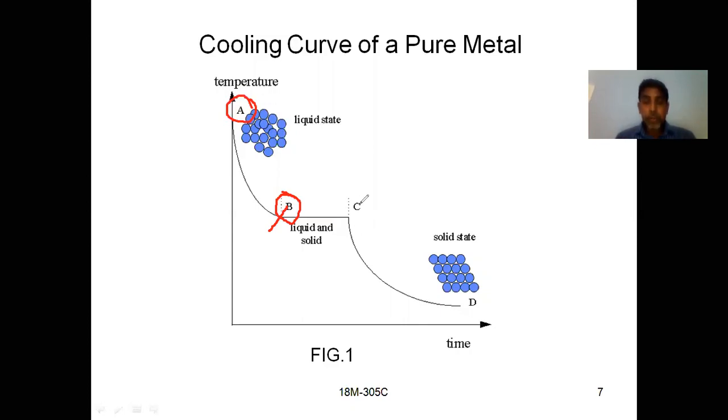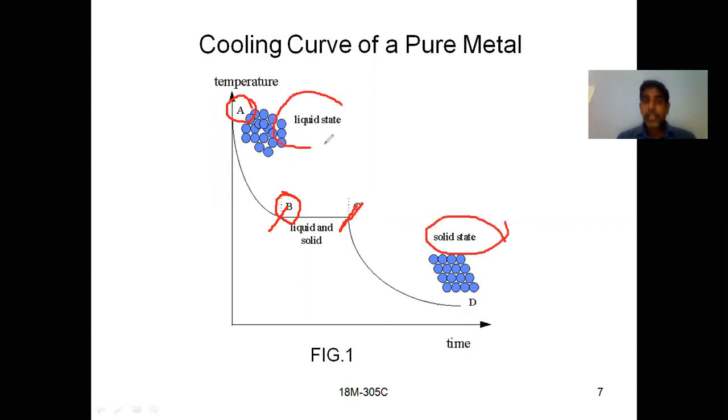So from B to C, this is C. If you see the line from B to C, it is a horizontal line. That means the temperature is constant. So when the phase change is occurring, the temperature is constant. Here the freezing started and the freezing ended, and from here onwards you have the solid state.